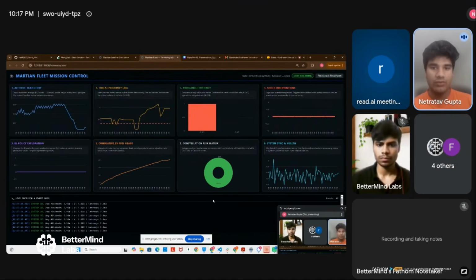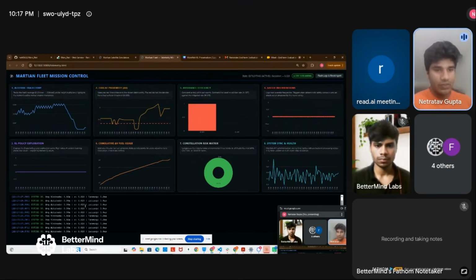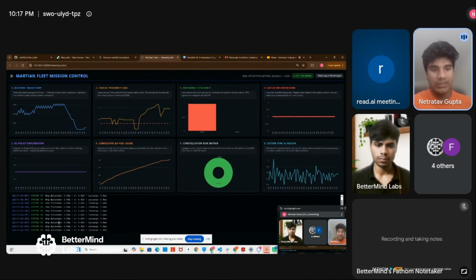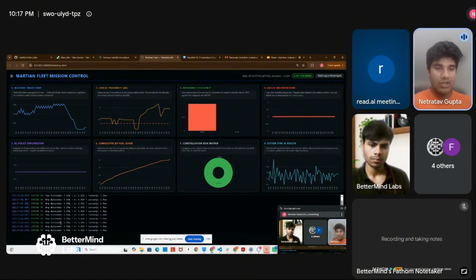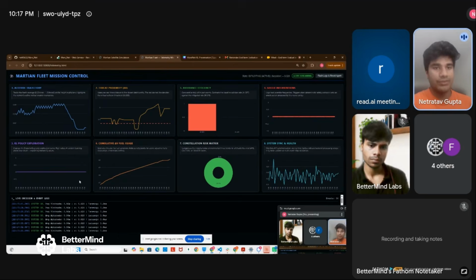And then if you go further down below, we have a live decision and event log. This is basically looking at the entire system and talking about how the system is doing in general and how the satellites are doing in general. So this is the telemetry section.